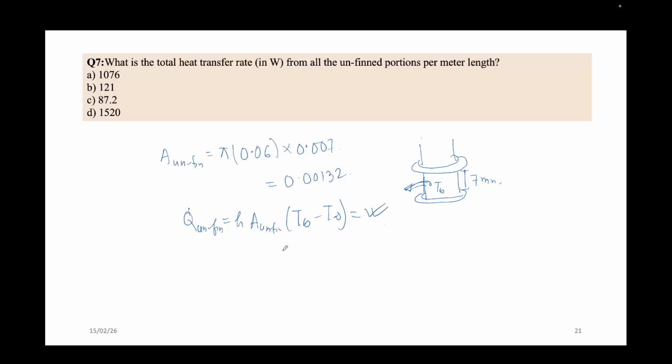This is for a single fin. So a single unfin. So how many unfin portions are there? 100. So Q unfin into 100 will give you the total, right? Ayush, it is clear.